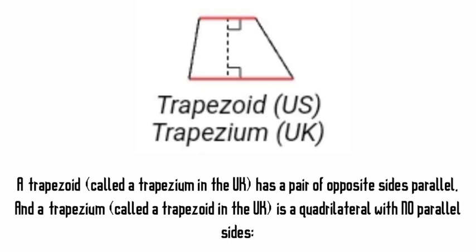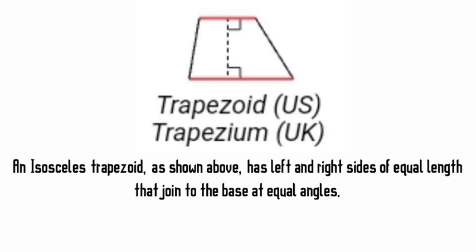A trapezoid, called a trapezium in the UK, has a pair of opposite sides parallel, and a trapezium is a quadrilateral with no parallel sides. An isosceles trapezoid, as shown above, has left and right sides of equal length that join to the base, and equal angles.